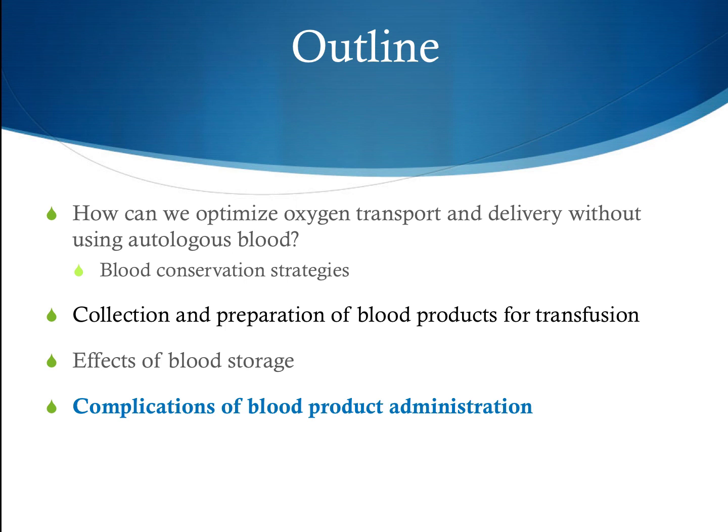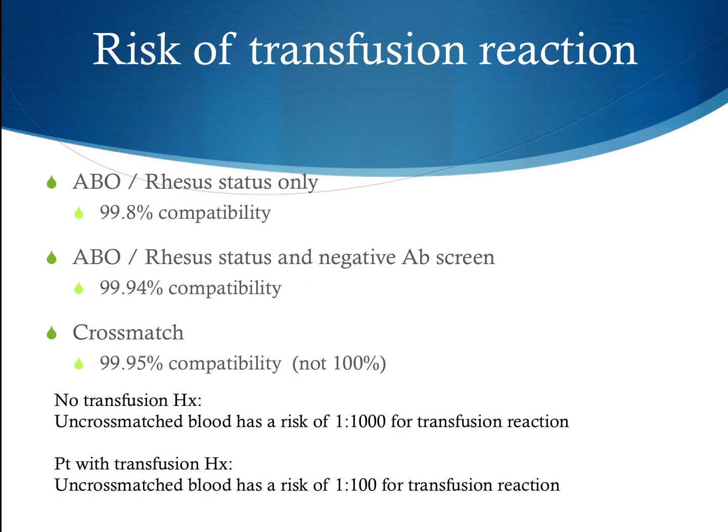Okay, so last not least, and this also is a quick topic, what we need to consider for using blood component therapy, meaning complications, risk-benefit decisions. Let's talk about the risk of transfusion reaction. If I know ABO and rhesus status only, most likely a 99.8% compatibility. If I add an additional negative antibody screen on top of it, I increase that safety by a percentile. Okay, so that's pretty good.